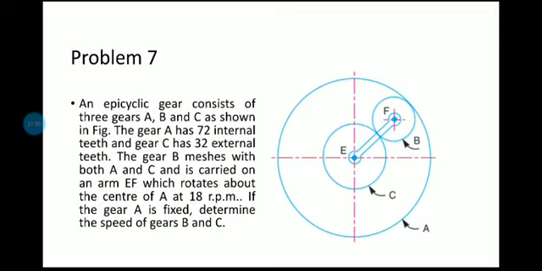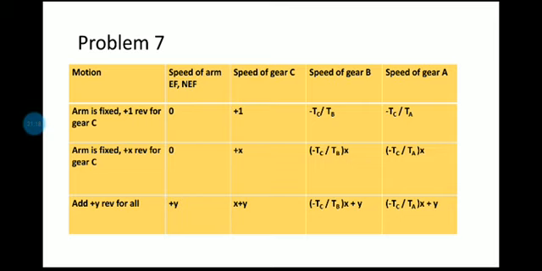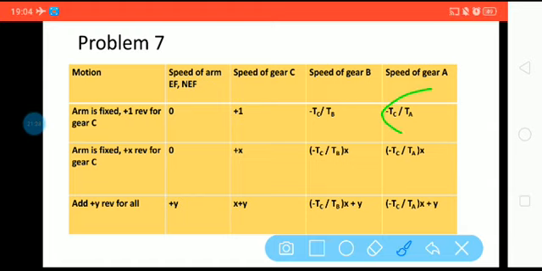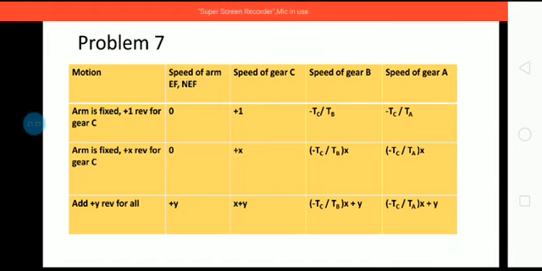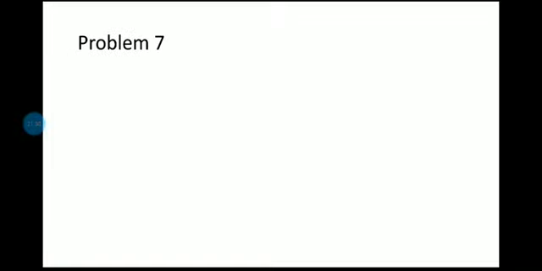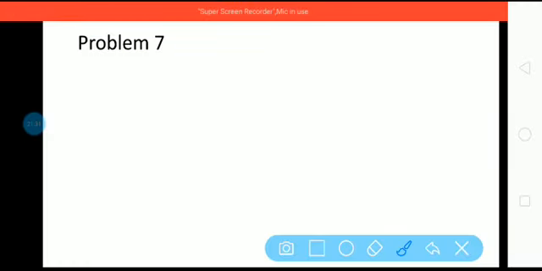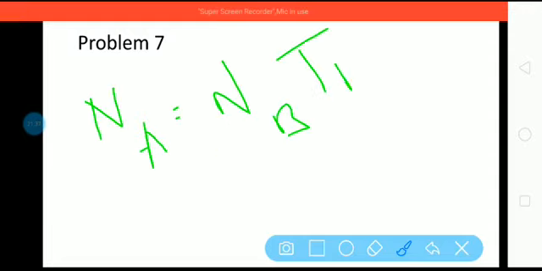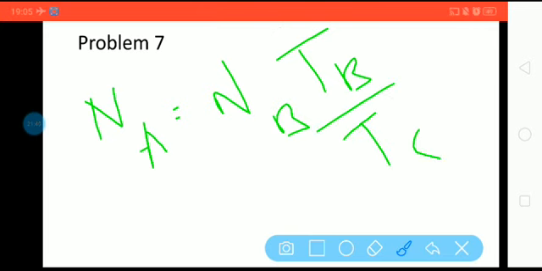Now next part, you have to find NA. What is NA? A is connecting with B. A is in mesh with B, not C. So you have to write NA by NB equal to TB by TA. Okay, that I will explain here. This, even it is minus, TC by TA. So what you can write is NA equal to NB into TB by TA. This is the expression you can write.